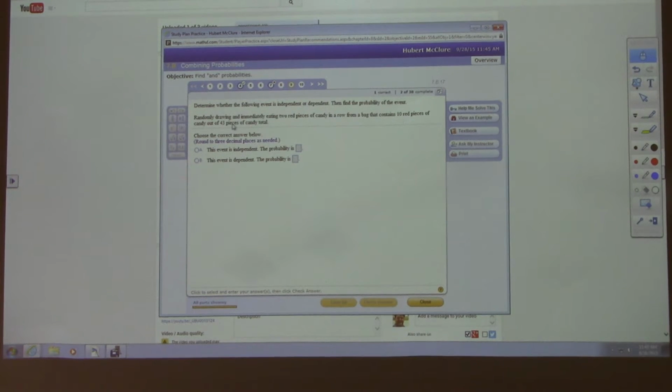So 10 out of 43 times what? 9 out of 42. And how many pieces are we picking? 3. And then 8 out of 41. Okay, it's dependent. And what is that probability? It was 3 decimal places.